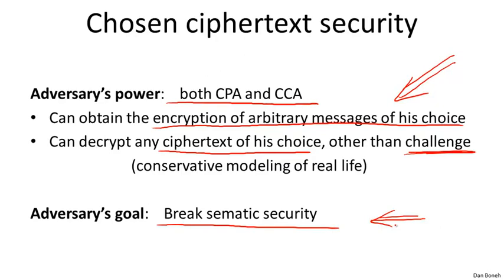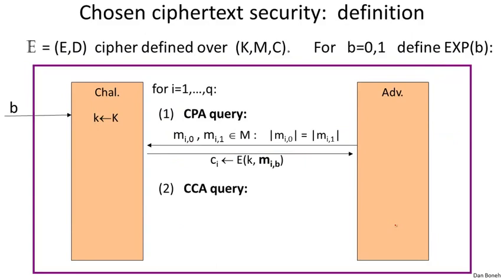So let's define the chosen ciphertext security model more precisely. As usual, we have a cipher (E, D), and we're going to define two experiments, experiment 0 and experiment 1. This should look somewhat familiar by now. The challenger is going to start off by choosing a random key, and now the adversary is going to submit queries to this challenger. Every query can be one of two types. It can be a chosen plaintext query, or it can be a chosen ciphertext query.